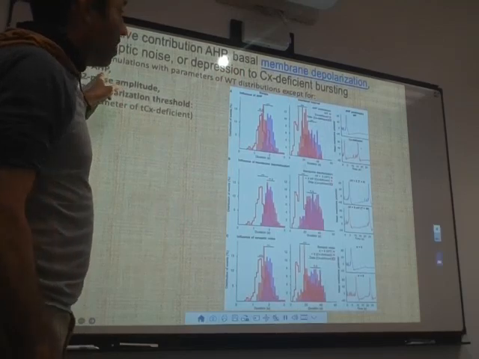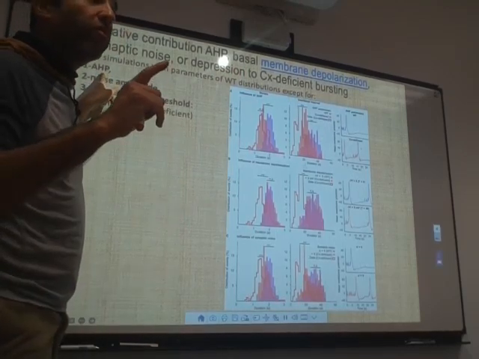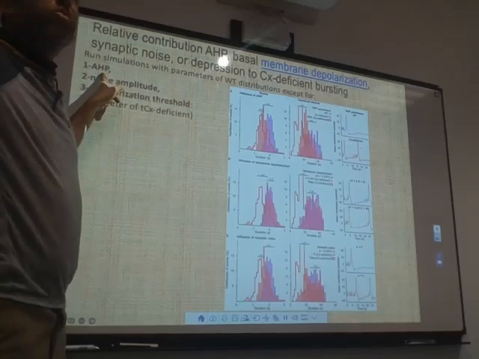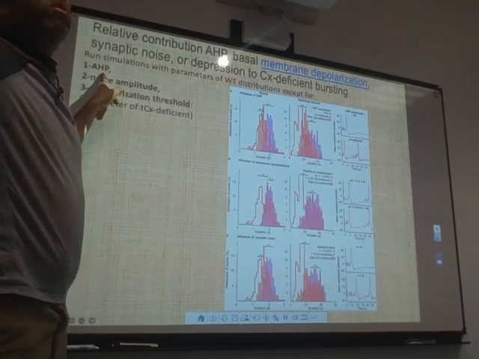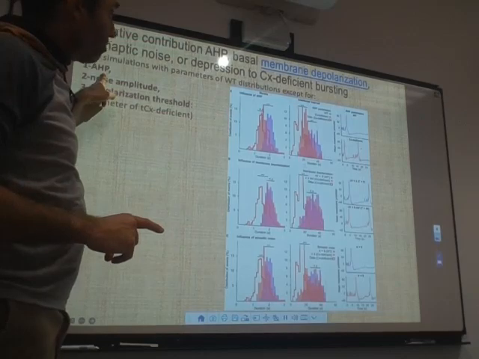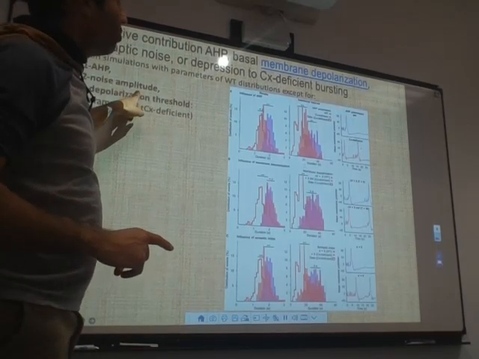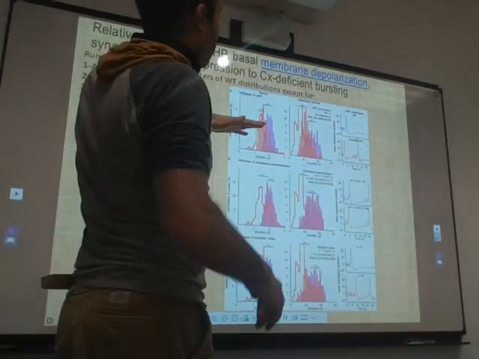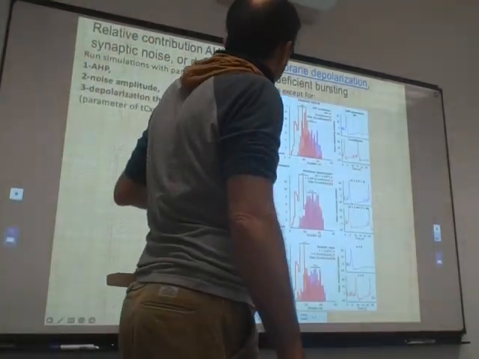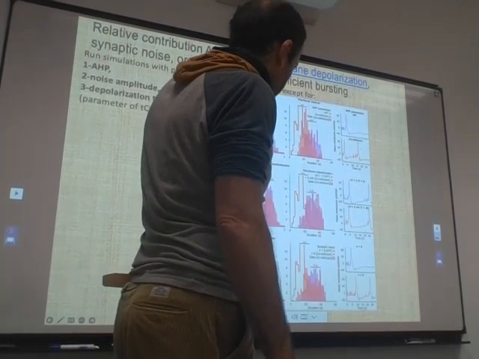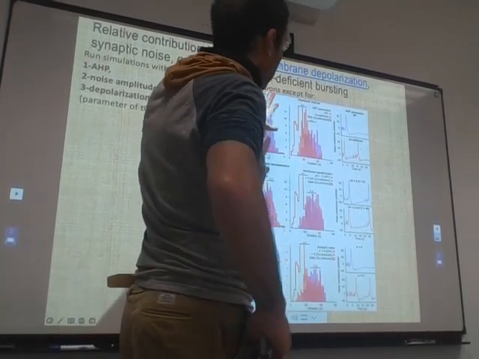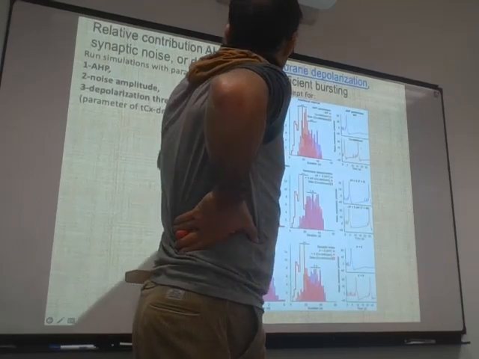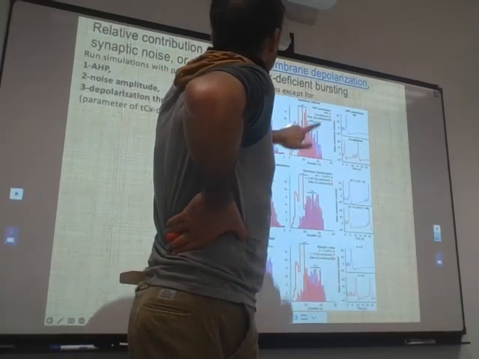So this will allow us to see the effect of changing, for example, just the time to recover of the AHP, the noise amplitude, and the depolarization threshold T. And that's what we did. And this gives us information. So let's go, let's say, to 1. We don't have to go to all of them. So, influence of the AHP.